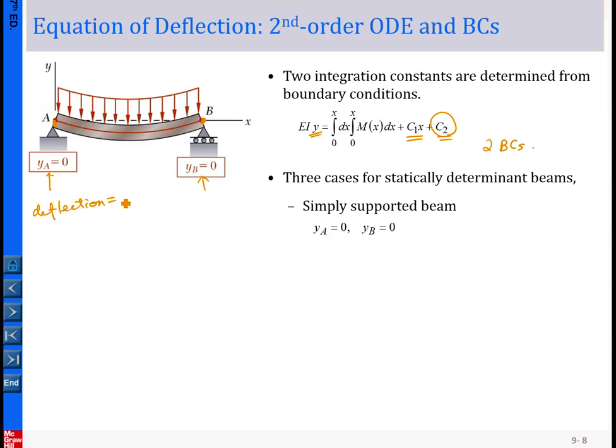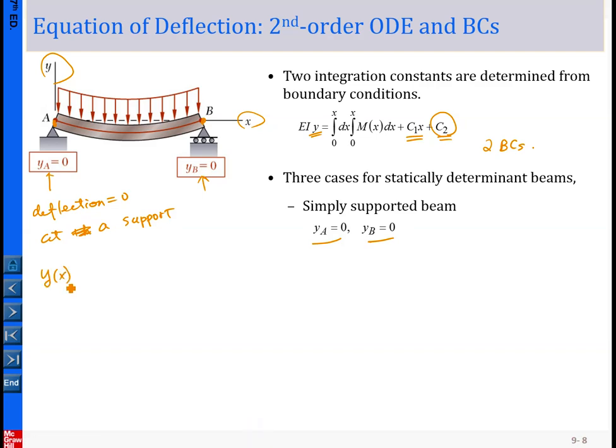Deflections equal to 0 at the support, because a support doesn't allow the beam to displace or deflect. So YA and YB equal to 0. With these two pieces of information, assuming this is the coordinate system, YA is simply Y at X equal to 0.